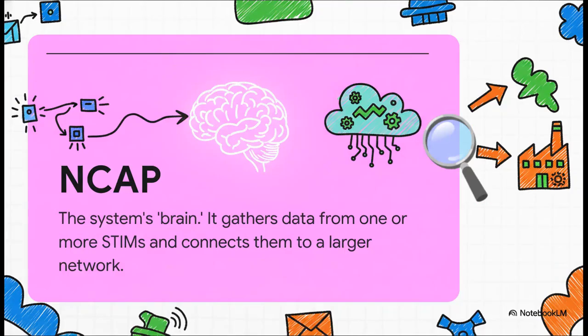Okay, next up, the NCAP. If the STIM is the sensor's personal adapter, then the NCAP is the system's brain, or maybe a smart hub.